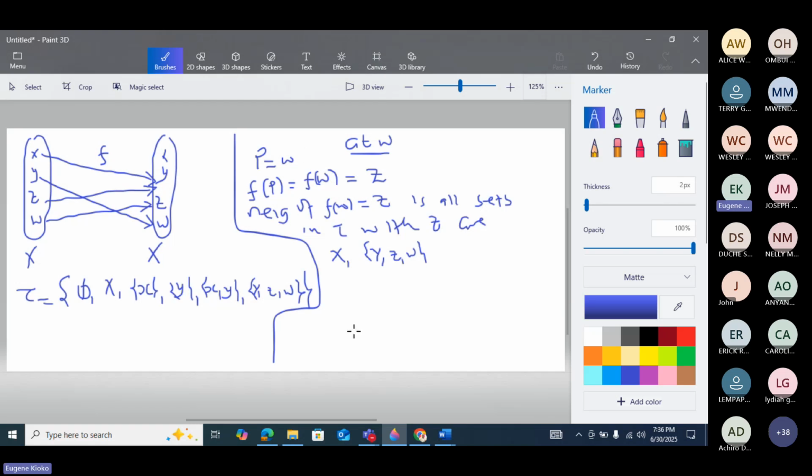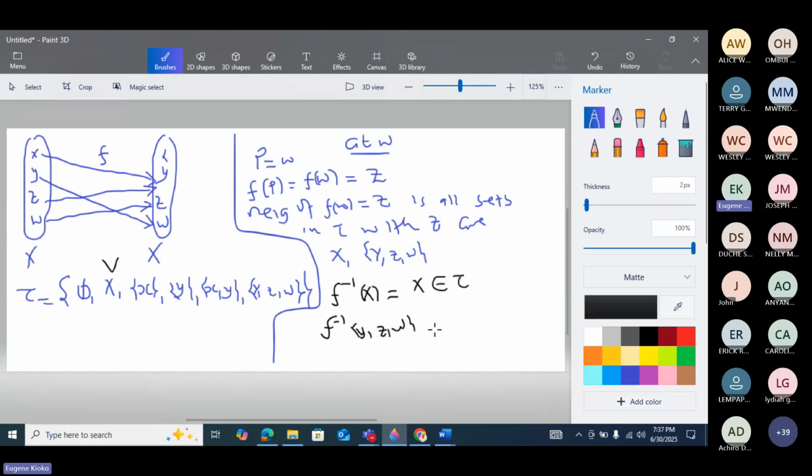I repeat the procedure. Number one, you are testing at W. So you look at where W is mapped to, Z. The neighborhoods of Z are simply the sets which have Z, and the sets which have Z are two. Now those are the ones whose inverse you go ahead and find. So here we ask ourselves, the inverse of X is capital X. Is capital X here? Yes.